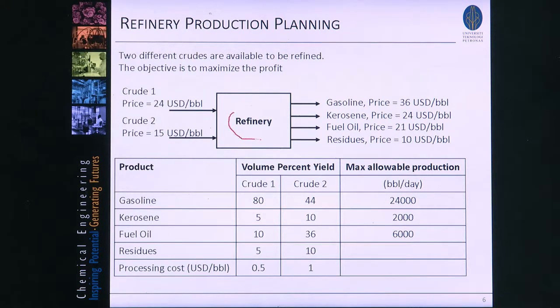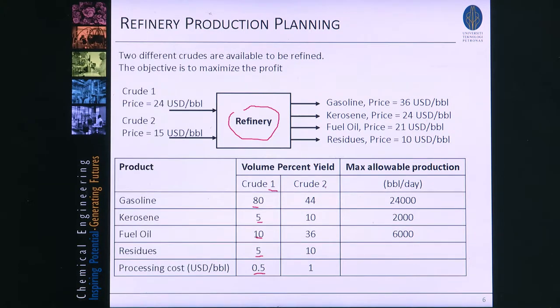We have a refinery, and then we have crude one with a price of $24 per barrel, crude two, a cheaper one, $15 per barrel, and then out of this refinery we can make gasoline, kerosene, fuel, and residues. Each has their own prices. If we put these different crudes into the refinery, we'll have different product slates. For example, from crude one, we'll have 80 volume percent of gasoline, 5% kerosene, 10% fuel oil, 5% residue, and the processing cost for this crude one is $0.50 per barrel.